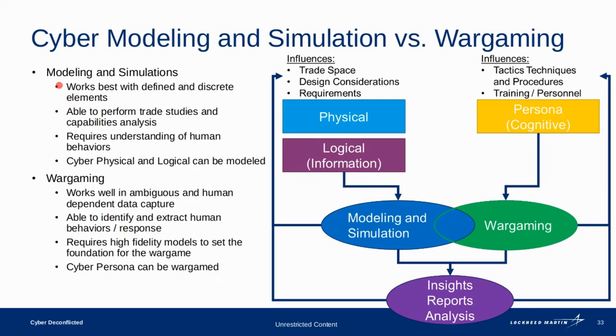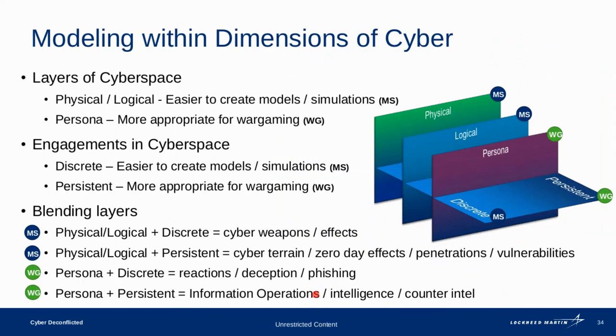So as you can see over here on the left, modeling and simulation works well in defined and discrete data, versus wargaming, which works well in ambiguous and human-dependent data capture. It also works well to identify and extract human behaviors and responses. So what that looks like, going back to the physical, logical, persona layers across the discrete and persistent, is that when we apply the modeling and simulation and wargaming construct, physical and logical and heavily discrete work well with modeling and simulations, and even to some degree persistent, not quite as well as discrete. And then wargaming works well for your persona layer, specifically on your discrete and your persistent activities. So that's really interesting to see how those broke down and how I can model my physical and logical, but I probably need to use that model in a war game to really fundamentally understand how people react.